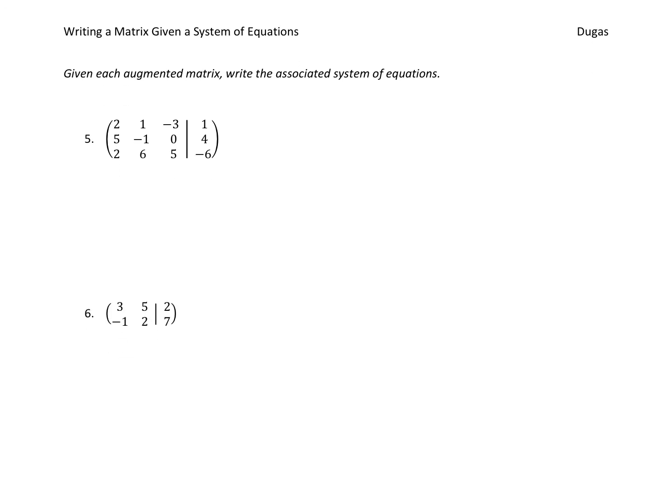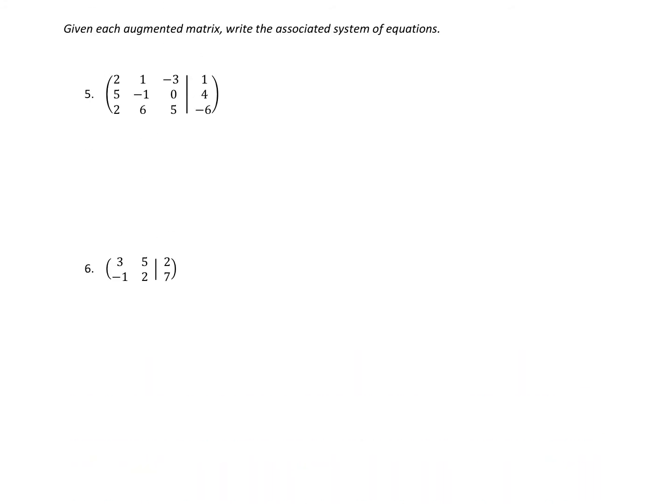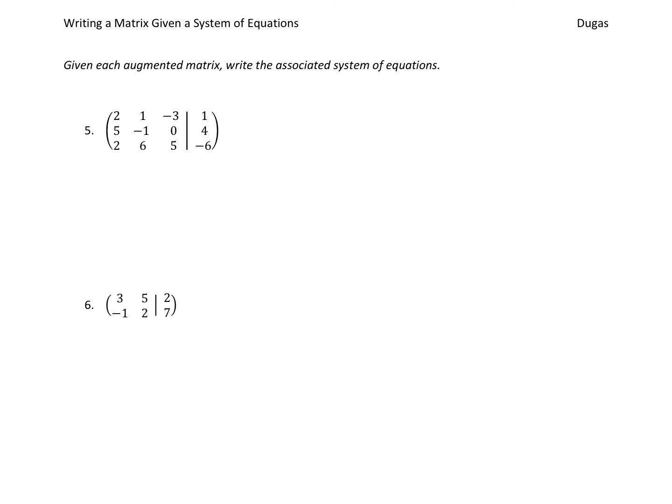Okay, so the next thing we're going to look at is what happens if we're given, let me make sure that's the last page. It is. What happens if we're given a matrix and we want to write the associated system of equations? So we're basically going to go backwards from the above examples. Now we're given the matrix, and we want to write the system of equations.